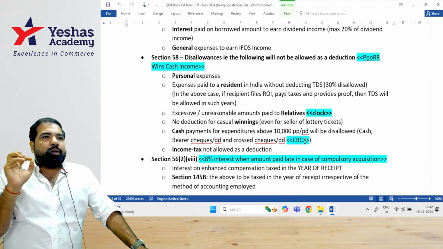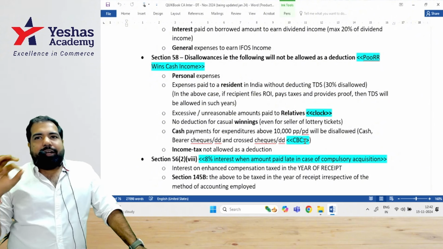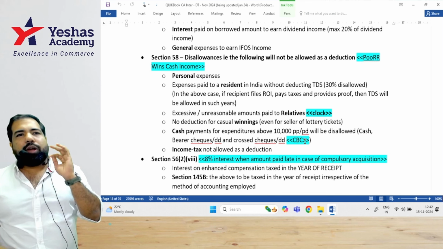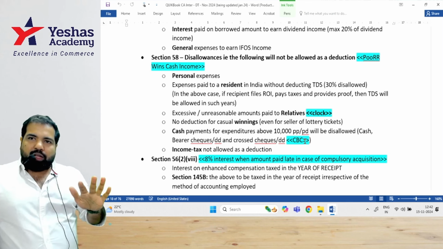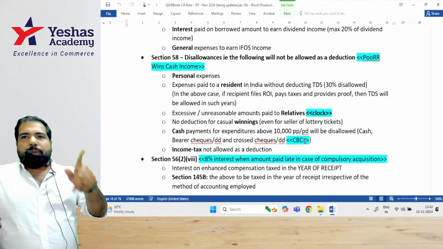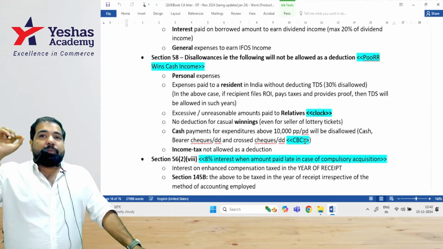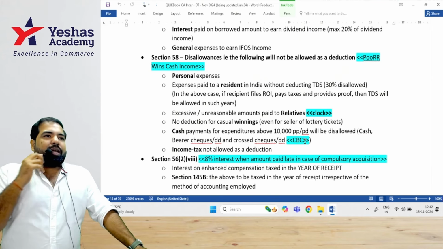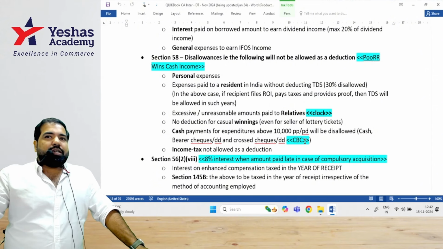Next, winnings. Against winnings, do you get any deductions? No. Next, guys, is it okay to pay some expenses in cash? But only up to 10,000 per person per day, not per month, per person per day. I paid someone to repair these ACs 8,000 in cash, 18,000 in cash.